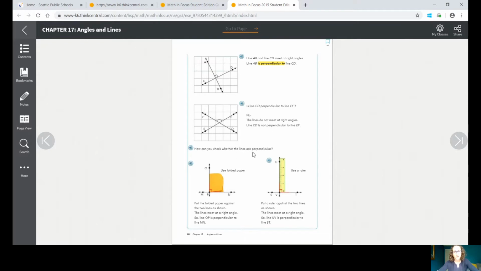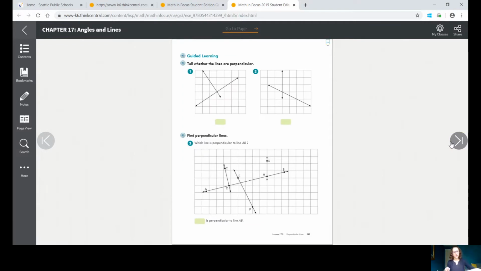How can you check whether the lines are perpendicular? Well, you can use folded paper. You can also use a ruler. So you can put folded paper against the two lines as shown. The lines meet at a right angle, so line OP is perpendicular to MN. You could do that at any time, anywhere. You can put a ruler against the two lines as shown, and the lines meet at a right angle, so line UV is perpendicular to line ST.